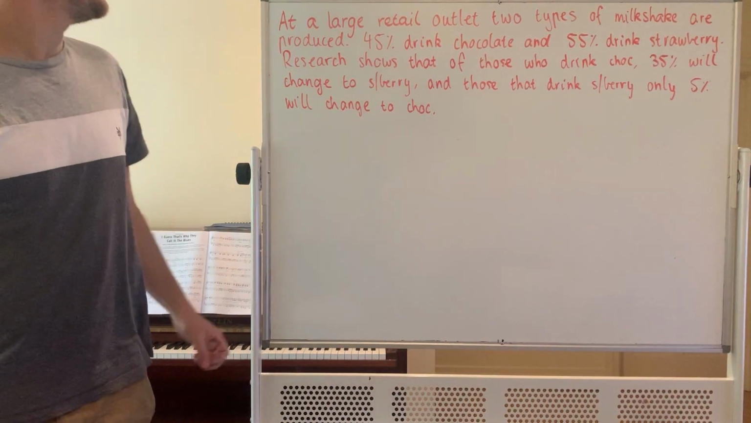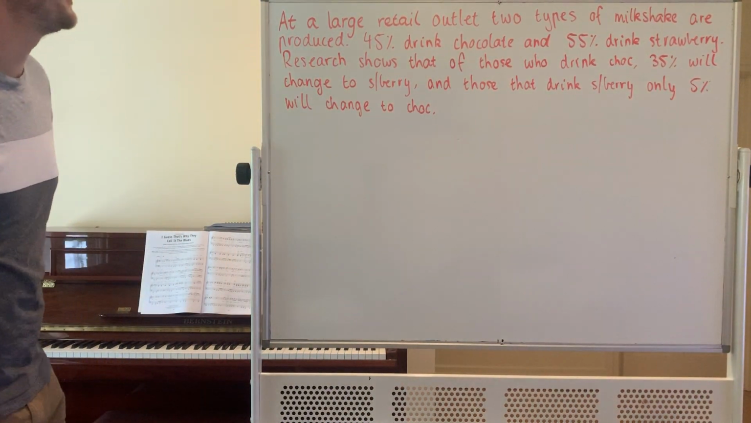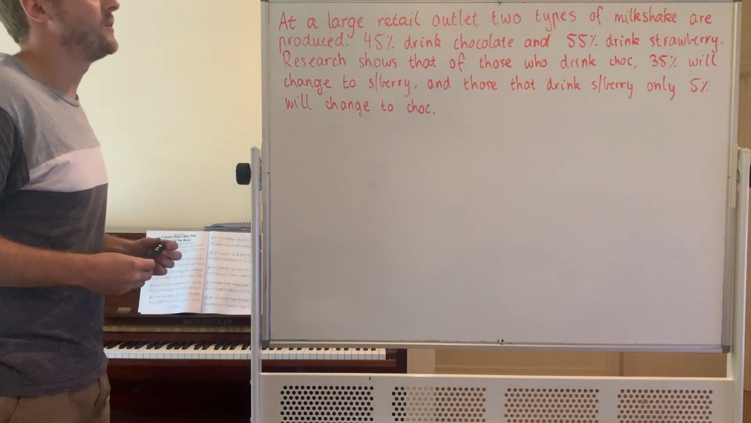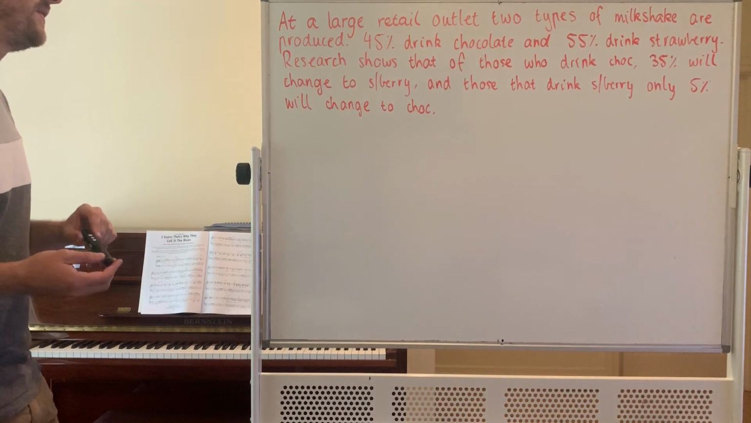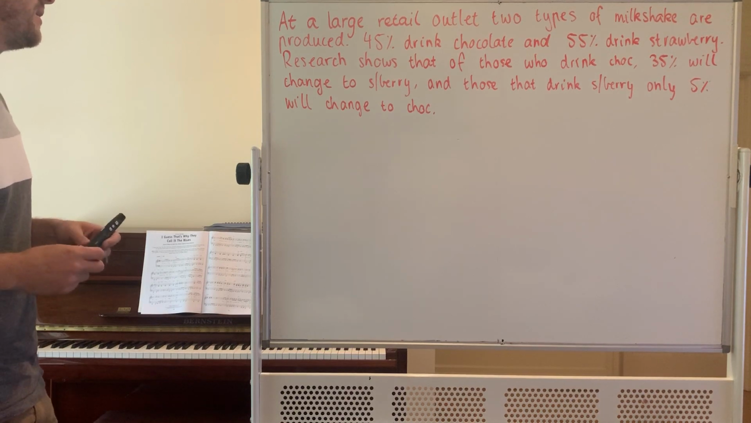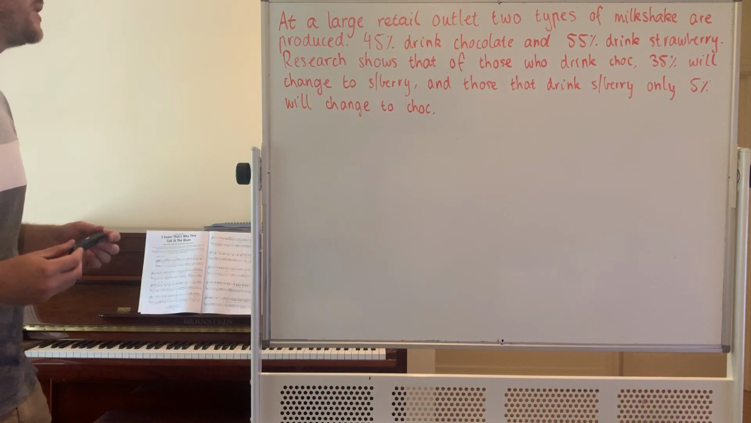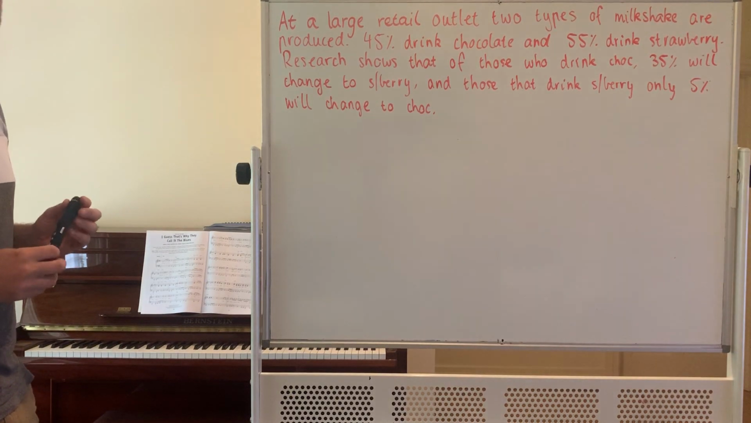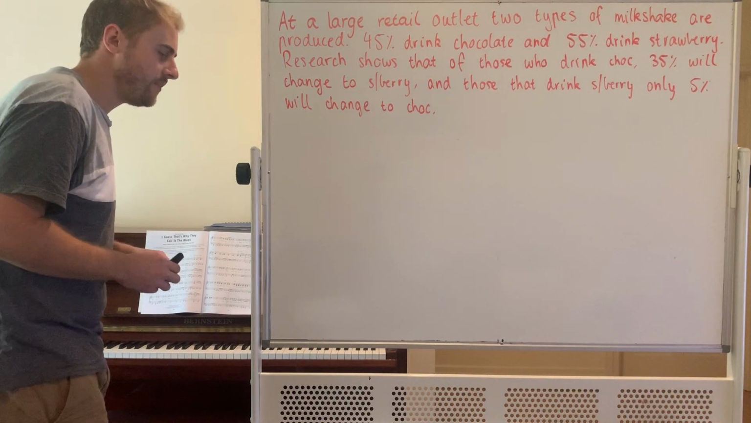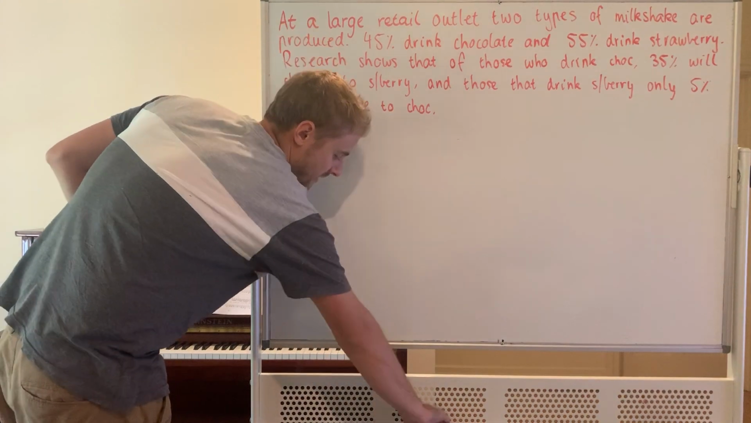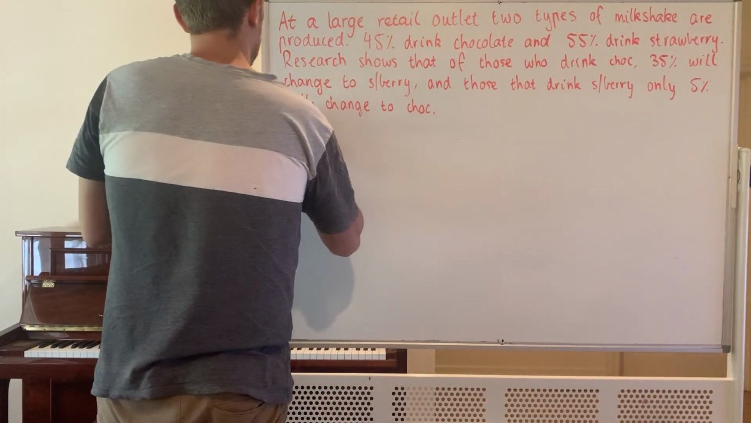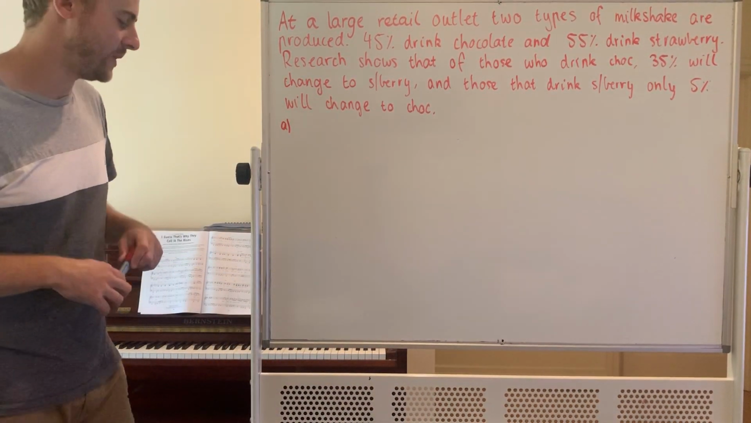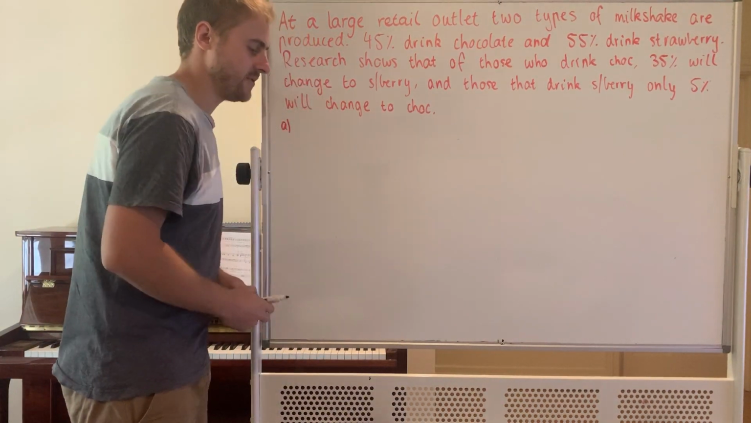Alright, so the question says, at a large retail outlet, 2 types of milkshake are produced. 45% of people drink chocolate, 55% of people drink strawberry. Research shows that of those who drink chocolate, 35% will change to strawberry, and those that drink strawberry, only 5% will change to chocolate. So, question A says, what is the initial state matrix?